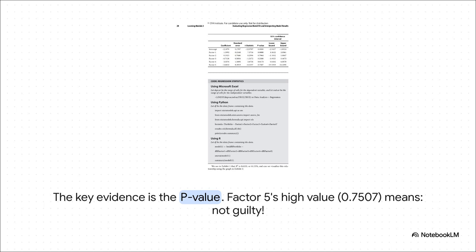Okay, let's open the evidence locker. That p-value column is where the action is. Look at factors 1 through 4, tiny p-values, basically zero. Guilty, guilty, guilty, guilty. The evidence is solid. But now, look at factor 5, a p-value of 0.75. I mean, that is huge. There is zero evidence this guy was even at the scene of the crime. Verdict, not guilty. We're throwing this one out.